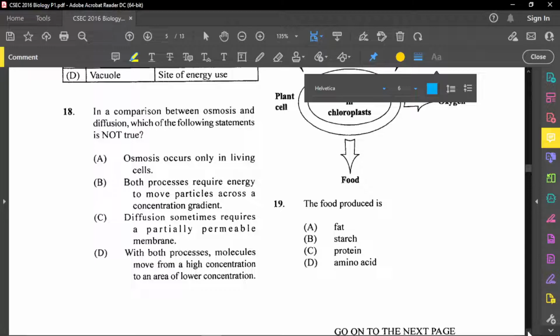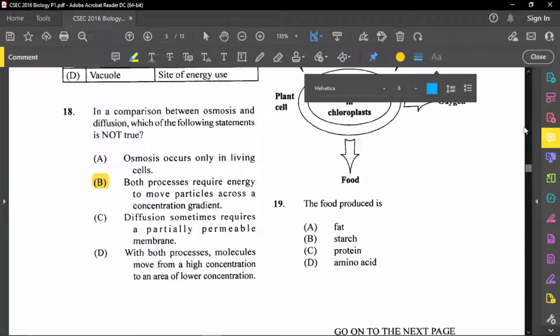For C, it said not. Oh, it said not. So B is the answer, right? It said both processes require energy to move particles. No, so this one is false, because osmosis does not require any energy. Osmosis is a passive transport and does not require any energy at all. Diffusion sometimes requires a partially permeable membrane. And C is a correct statement because osmosis is a form of diffusion. Now D is with both processes, molecules move from high to low concentration. Definitely true. So B is the answer there.